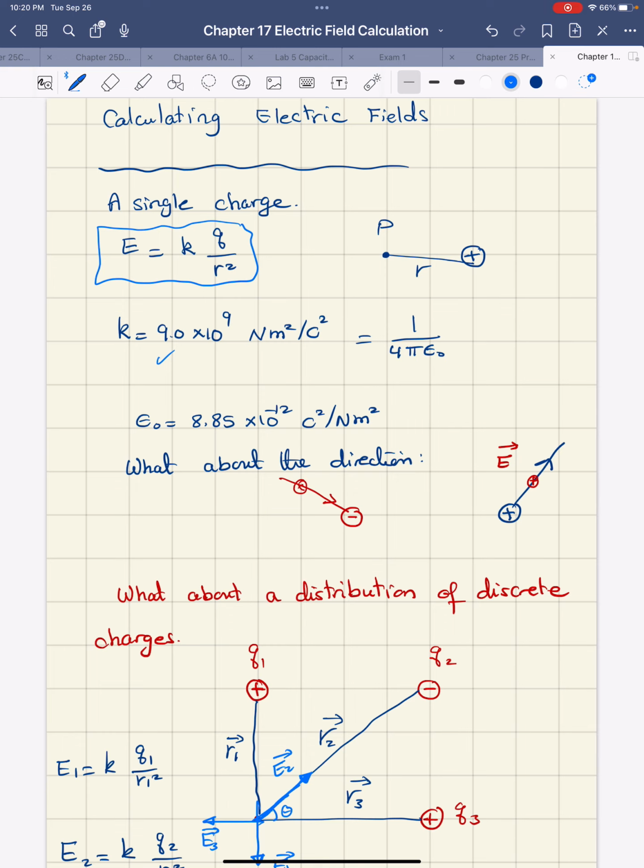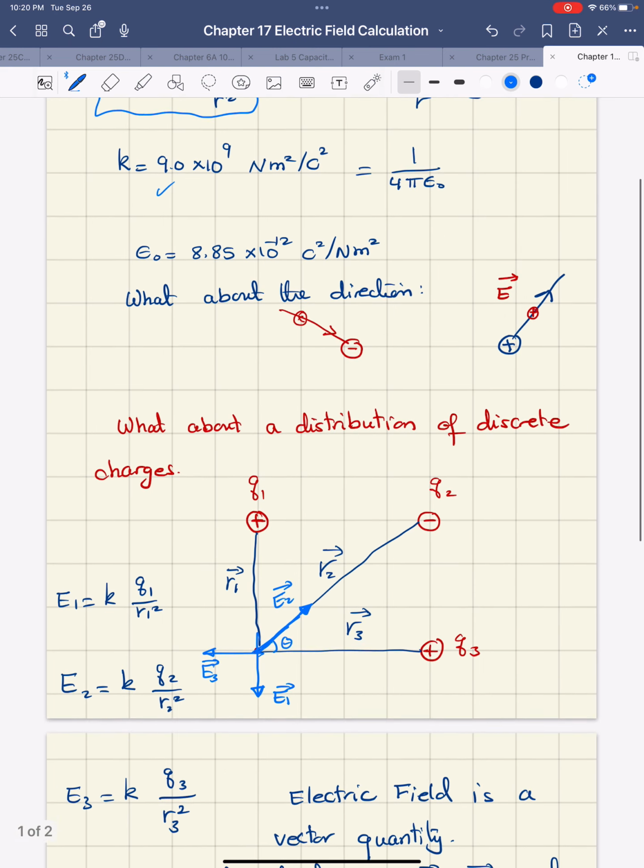Now, what about the direction? If we have a positive charge, then the direction of the electric field is going to be away from the positive charge. And if it is negative, it's going to be towards the negative charge.